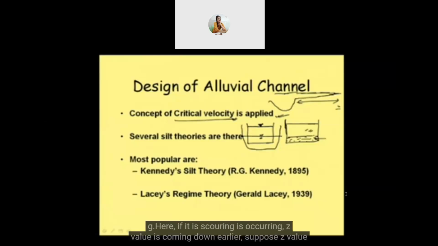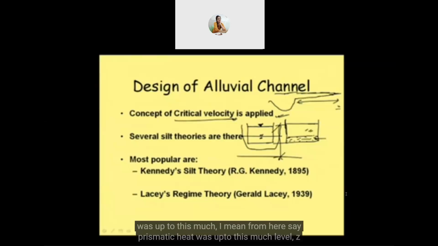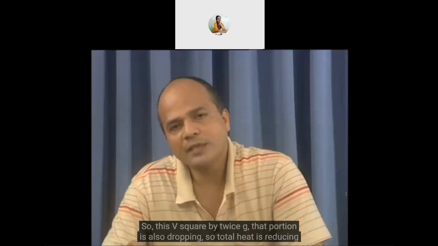Here, if scouring is occurring, the Z value is coming down. Earlier, suppose the Z value was up to this much. From here, say piezometric head was up to this much level, Z plus P by W, or Z plus Y. But now it will be only this much. So head is coming down, and when the channel is expanding, then velocity will also drop. So this V square by twice G portion is also dropping.